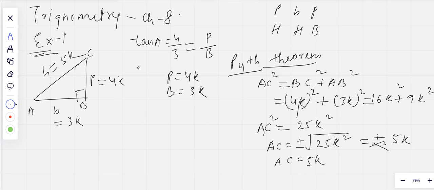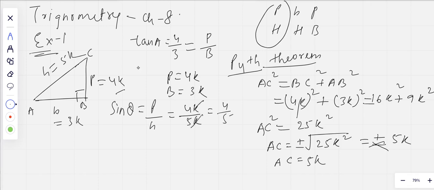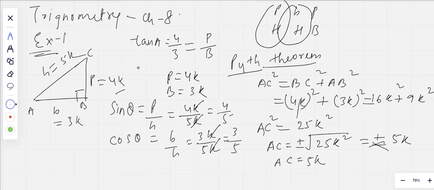Now we know sine theta is very simple. Sine theta is P by H. What is the value of P? It's 4k. What is the value of H? It's 5k. K cancels. Sine theta is 4 by 5. What is cos theta? Cos theta is B by H. B is 3k, H is 5k. K cancels. You get 3 by 5. You already know the value of tan theta. It was given in the question.